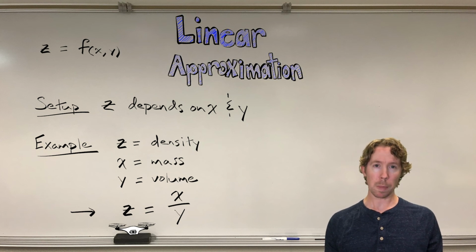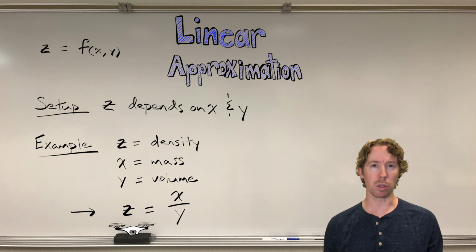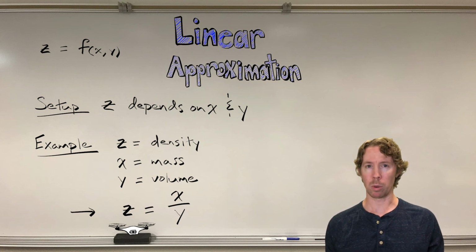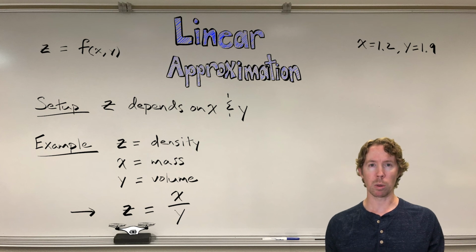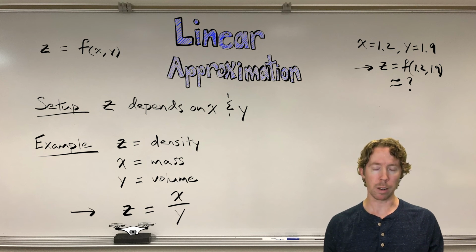Then what we're going to be doing is we're going to try to approximate that z value for some x and y value. They're probably just weird x and y values, like let's take x equals 1.2 and y equals 1.9. Then we want to approximate the z value when x is 1.2 and y is 1.9.